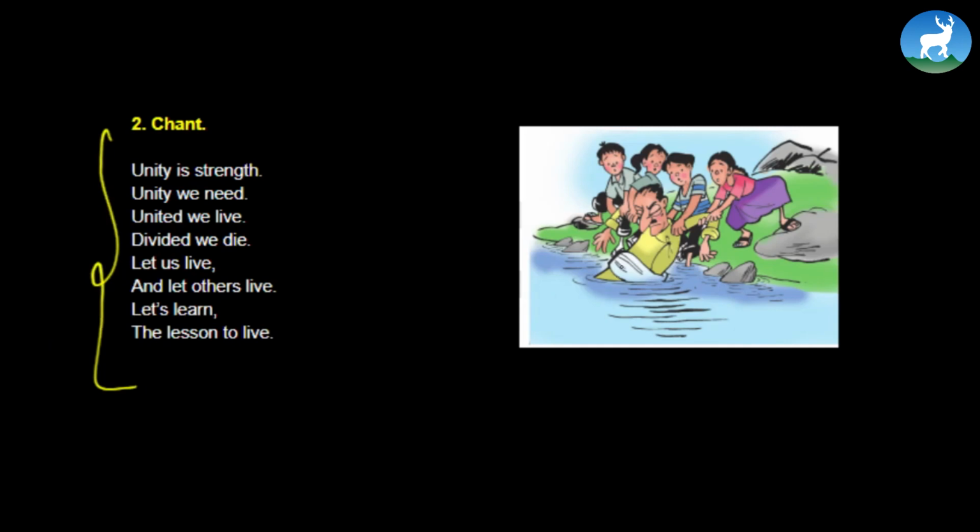Again, observe the picture here. A fully grown up man has drowned, and 4 children together, united, they are pulling this man from the pond or maybe from the river. Unity is strength. Unity we need.